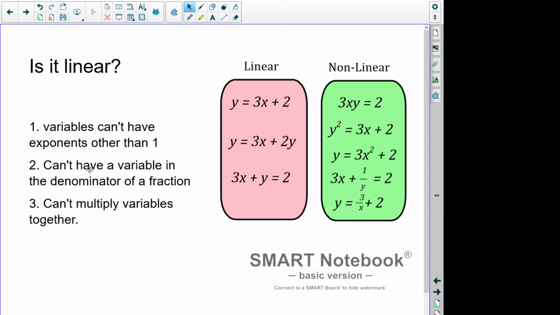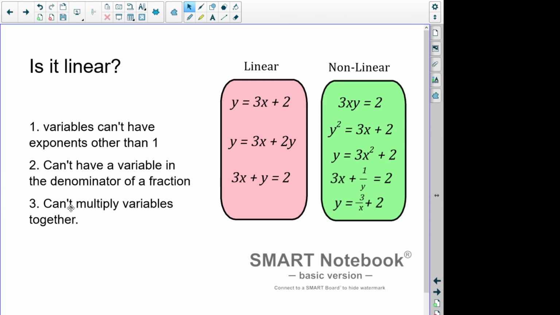The second is that there can't be any variables in the denominator of a fraction. What do I mean by that? Over here, if I have 3 divided by x, x would be in the denominator of a fraction. Or if I have something like 1 over y or x over y, those can't happen in a linear equation. Those things make it non-linear; they actually make it curved. So we're looking for variables that have an exponent of 1, and variables that are by themselves, not in the denominator of a fraction.